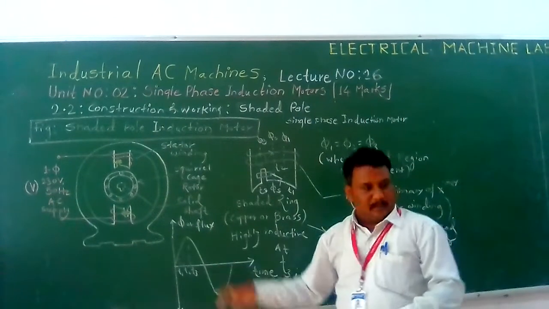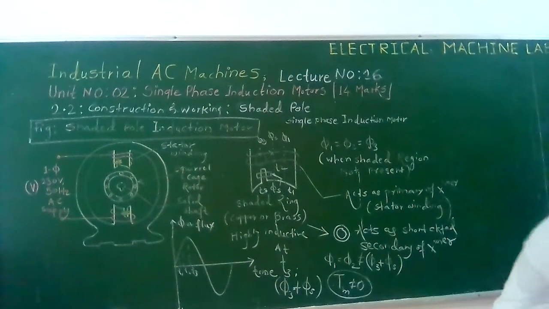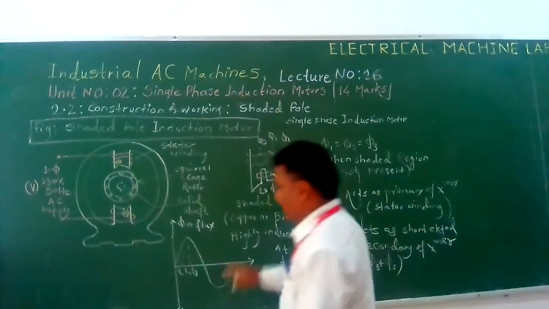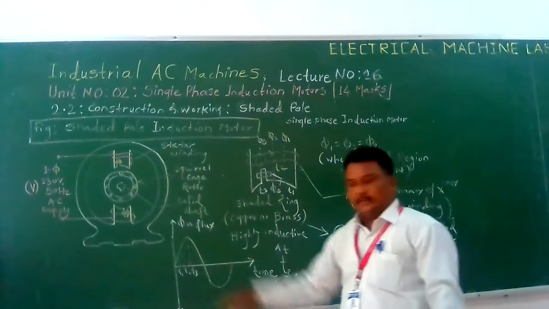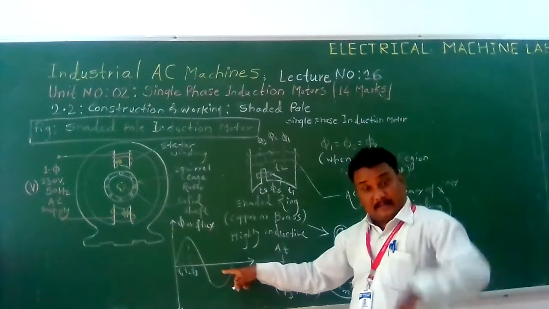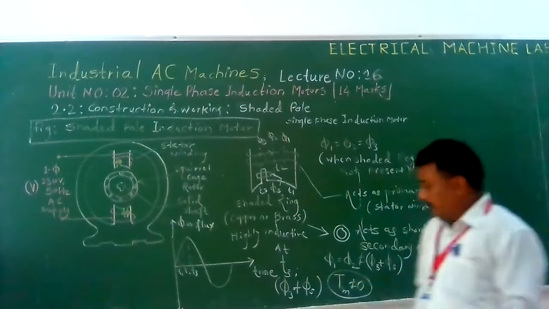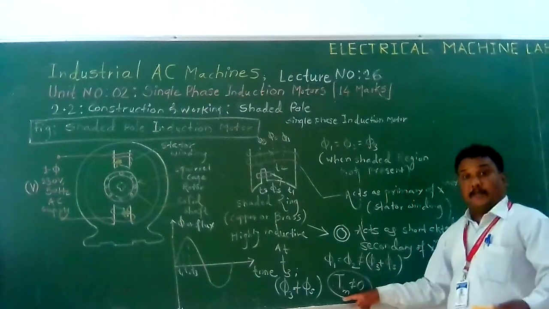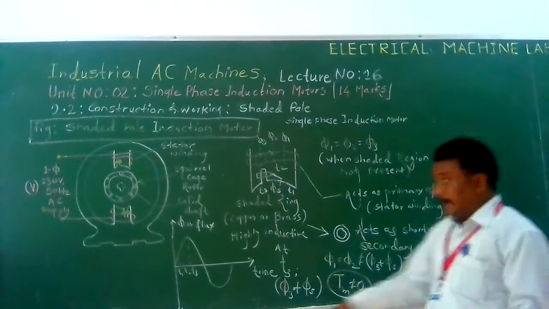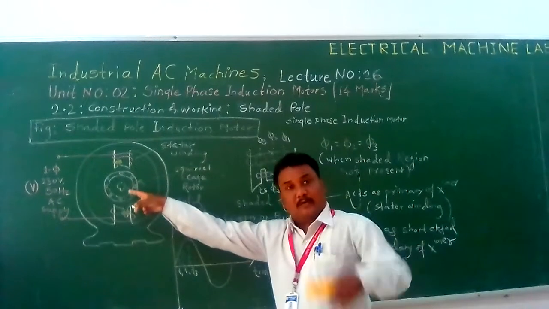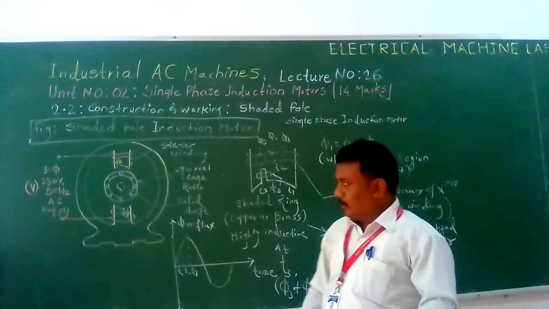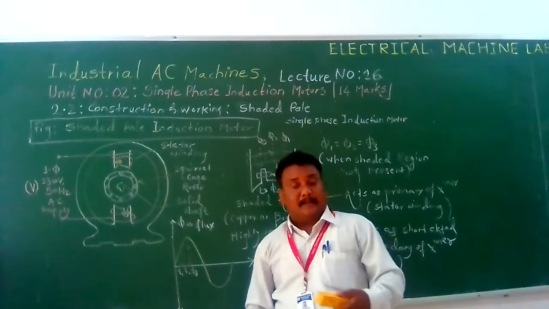Comparing these two cycles, in this cycle the flux is greater, in this cycle the flux is less, and hence the resultant torque at the end of every cycle is not equal to 0. This torque is present in the rotor, and the rotor is able to start the rotation. So this is the shaded pole induction motor.